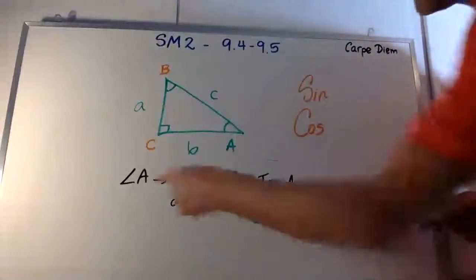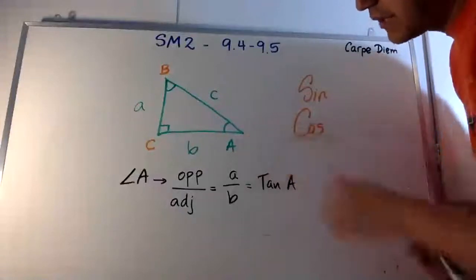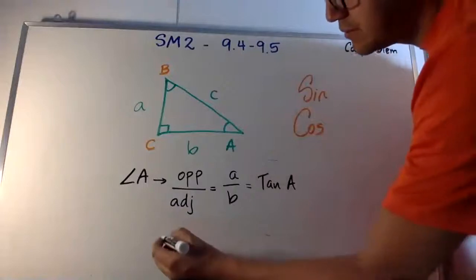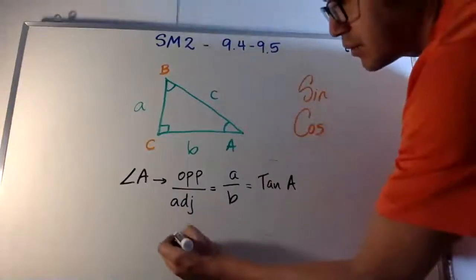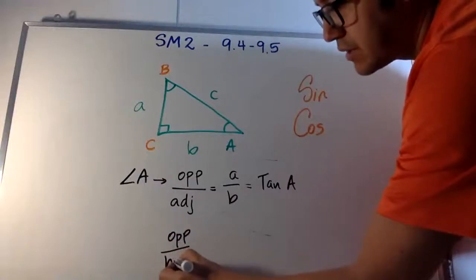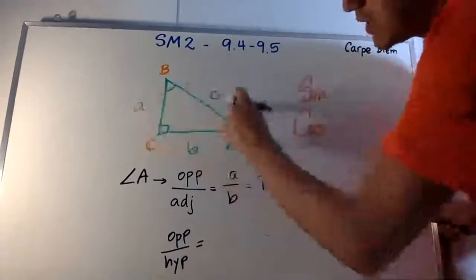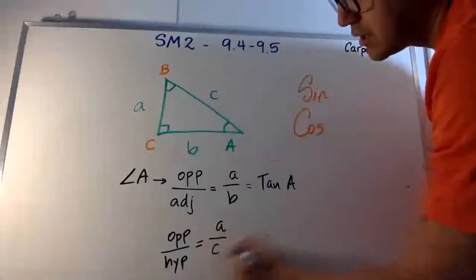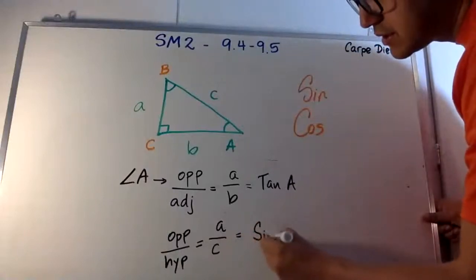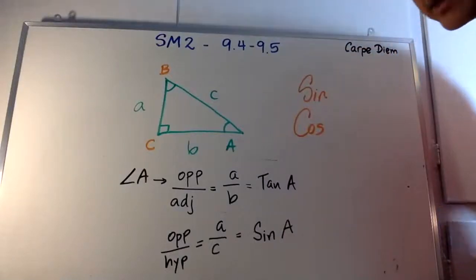Also, if we're standing on A, we need to have a point of reference. So we're standing here in A. Also, now we're going to do the opposite segment divided by the hypotenuse. It means I do A divided by C. That's what we call the sine of A. And finally, I think I'm going to have to do it here.